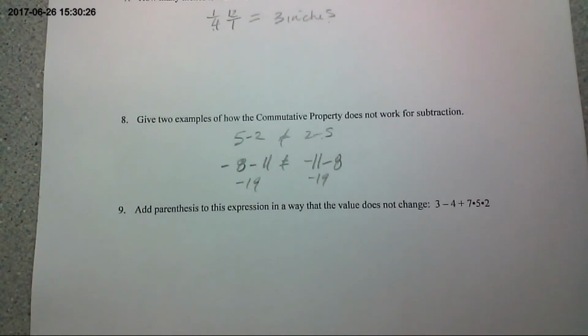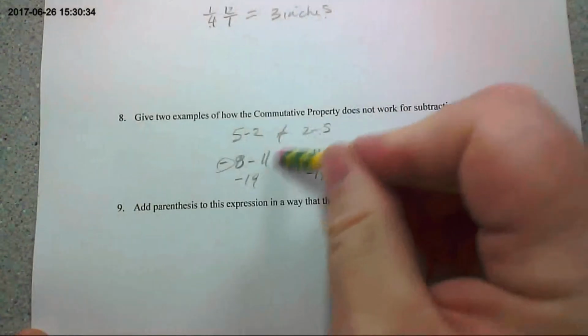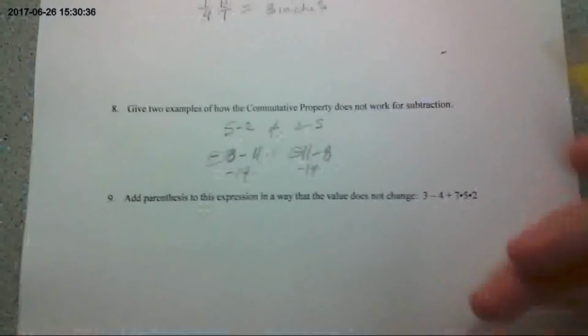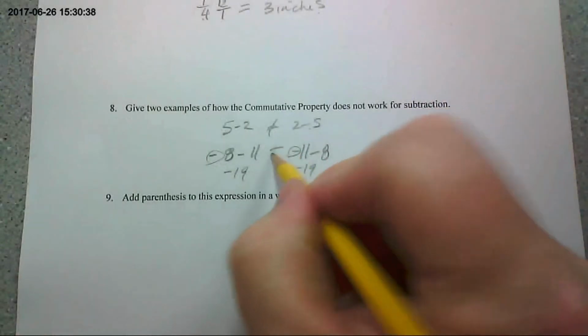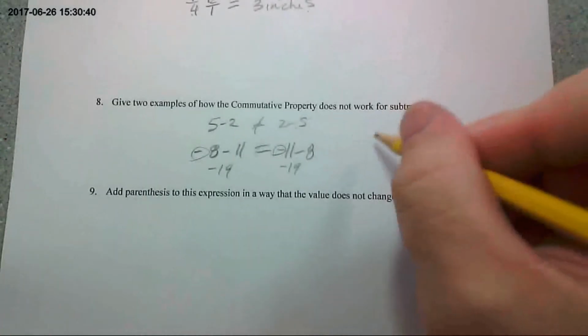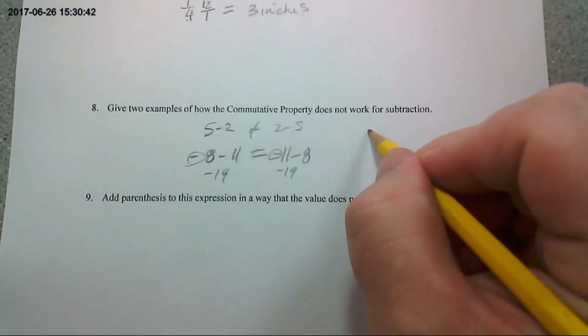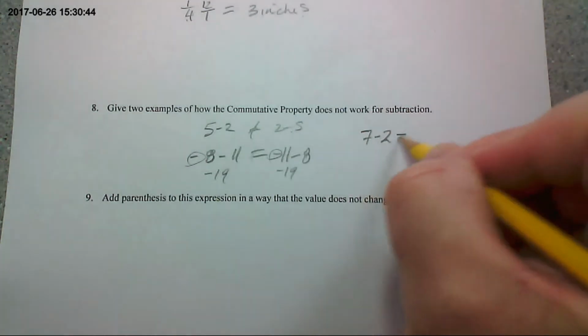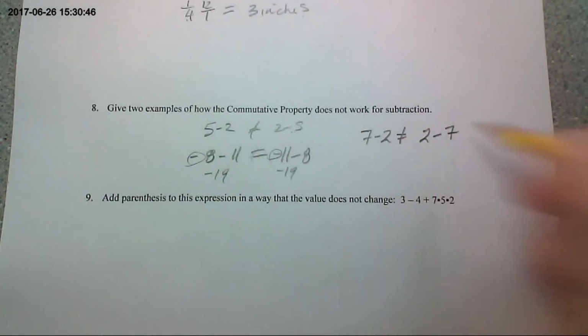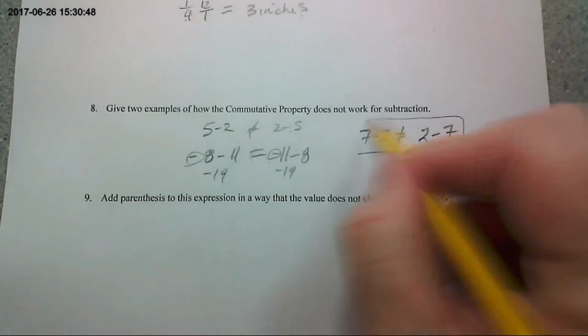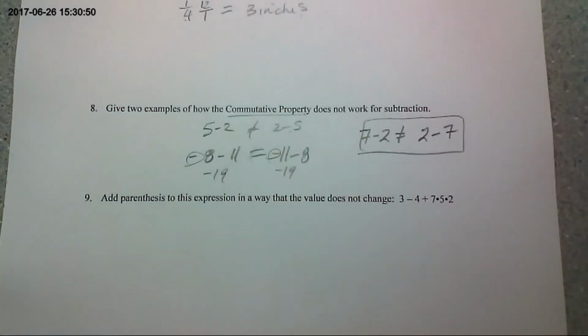Oh my goodness gracious. Well, that's a sad story. Here's why we got mixed up. You see that right there? And this does equal, because they're both negative. Well, that was not on purpose. That was an accident. So let's see if we can get this right then. 7 minus 2 doesn't equal 2 minus 7. That's an example of the commutative property not working.